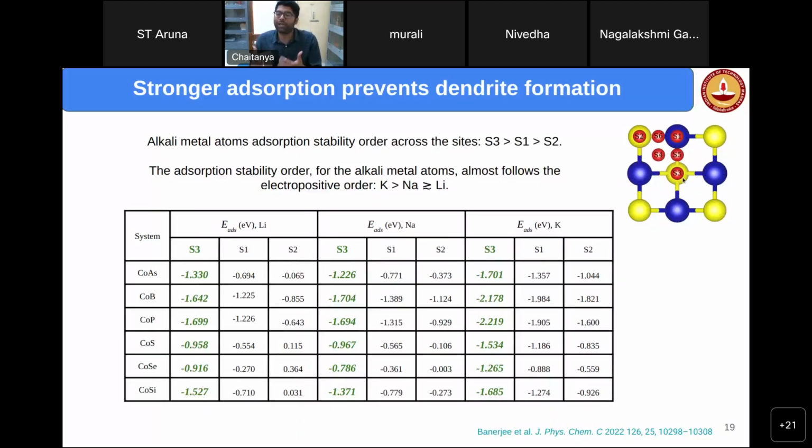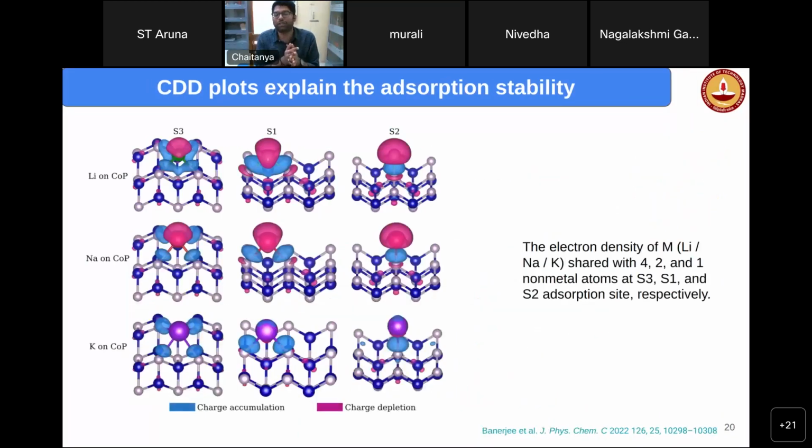So the next question is why it is absorbing strongly at the S3 site, and why not at the S1 and S2 sites? For that we have plotted what is known as the charge density difference. For this, you consider the total system, that is the anode surface plus the metal atom. You calculate its total charge density and subtract the charge densities of the individual ones, that is the separate 2D layer and the separate metal atom.